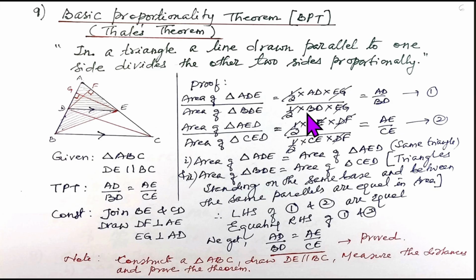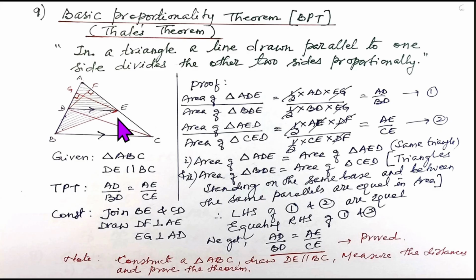Now very interestingly, area of triangle ADE and AED are the same, and therefore the numerators are the same in the LHS of 1 and 2. And also if you see the triangles BDE and CED, they are standing on the same base DE and between the same two parallel lines DE and BC, and therefore the areas of those two triangles are equal.